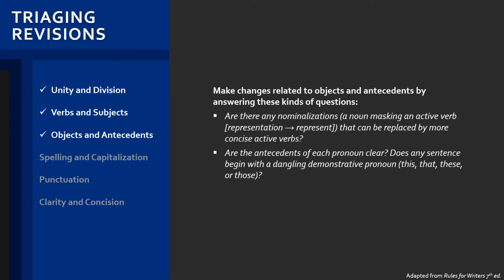Third, make changes related to objects and antecedents by answering these kinds of questions. Are there any nominalizations that can be replaced by more concise active verbs? Are the antecedents of each pronoun clear? Does any sentence begin with a dangling demonstrative pronoun?